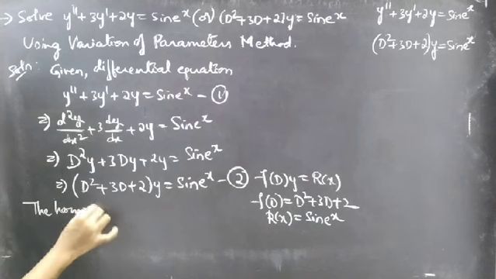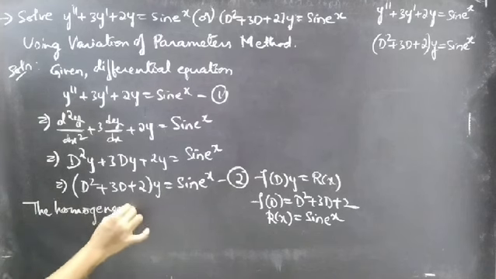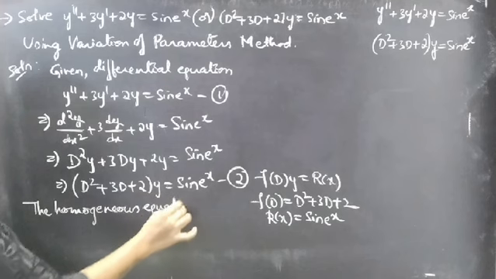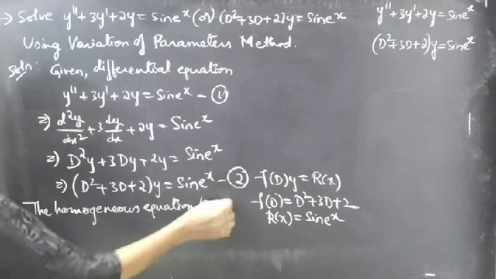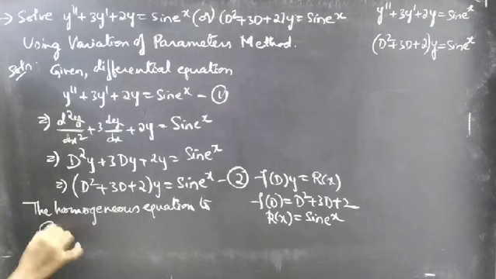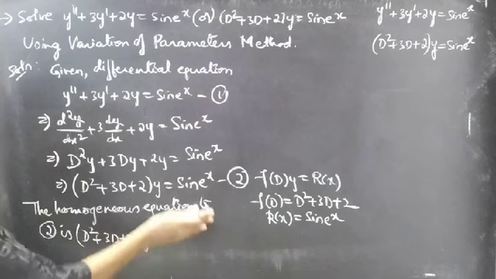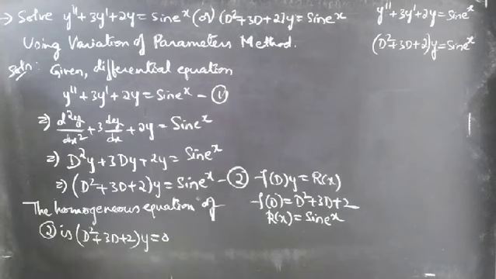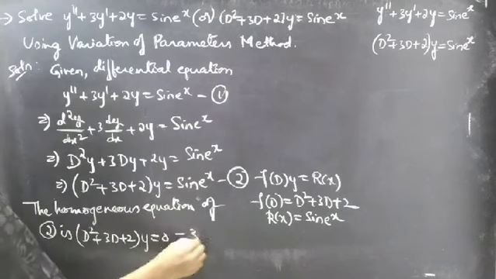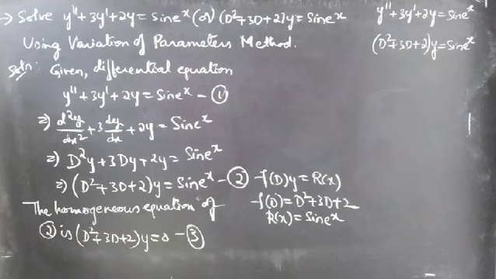Let's now write the homogeneous equation to equation 2. The homogeneous equation to equation 2 is (D square plus 3D plus 2) into y equal to 0. Consider it as equation 3. Now we'll find the solution to the homogeneous equation, and using the solution of the homogeneous equation we'll find the general solution of equation 1 and equation 2.